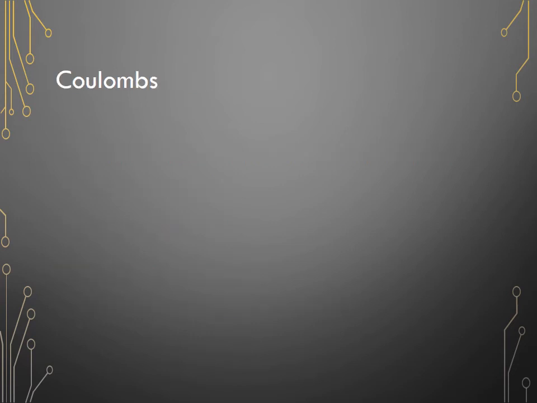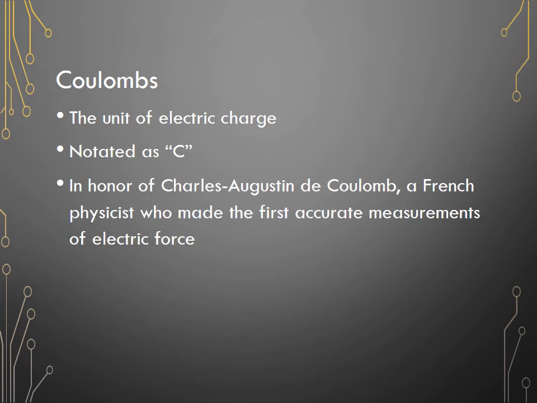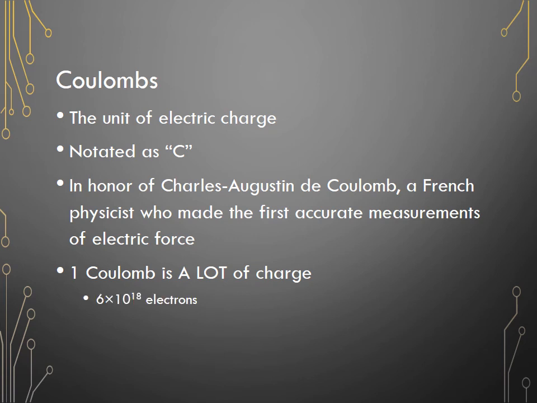Alright, here's that C thing. It means coulombs. It's the fundamental SI unit of electric charge. It's notated as a capital C, as we saw in the previous 2 slides. And it's named in honor of Charles Augustin de Coulomb, a French physicist who made the first accurate measurements of electric force. 1 coulomb is a lot of charge.